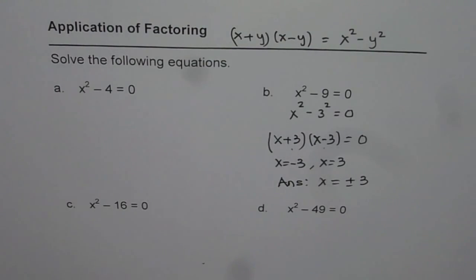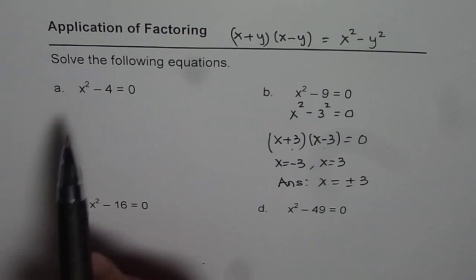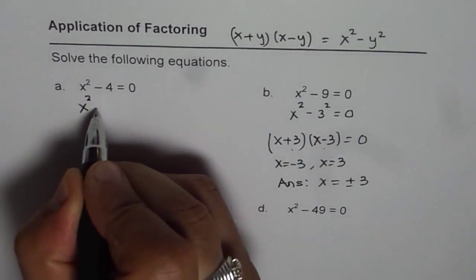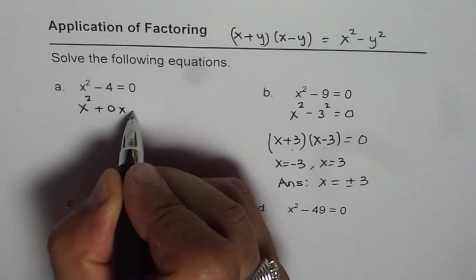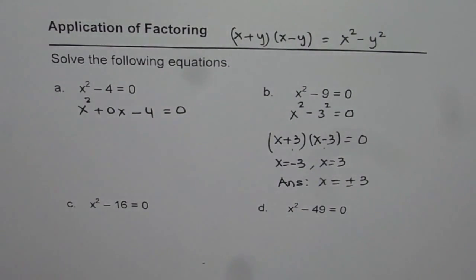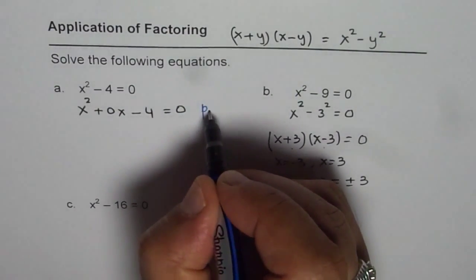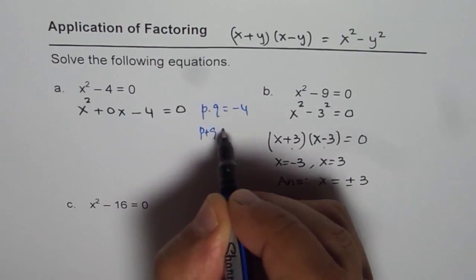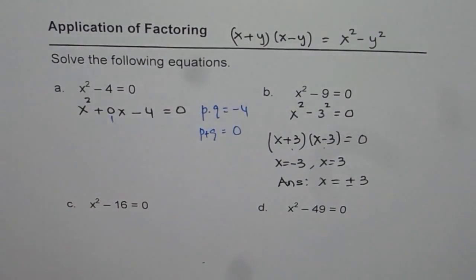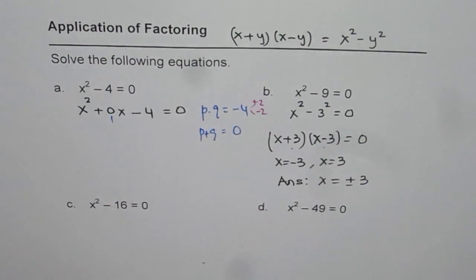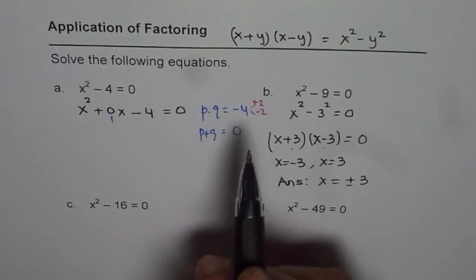The other technique which you learned about factoring was product and sum, right? You know, this is a quadratic equation, and in this quadratic equation, you can think about it like this: x squared plus 0x minus 4 equals to 0, right? So in this case, you are looking for two numbers whose product is minus 4, right? And their sum is 0, right? Well, the two numbers could be plus 2 and minus 2. Do you see that? So we could use plus 2 and minus 2.